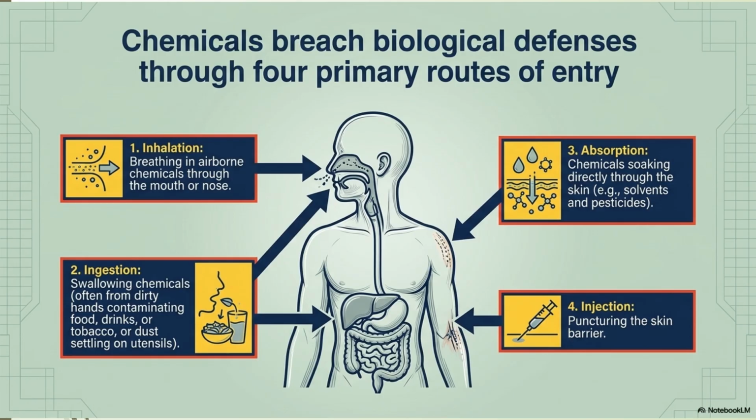When you see these symbols on containers or storage areas, you immediately know the basic safety precautions required before handling the substance. For a chemical to cause biological harm, it must first enter the human body. There are four primary routes of entry. First is inhalation, breathing in airborne gases, vapors, or dust through the nose or mouth.